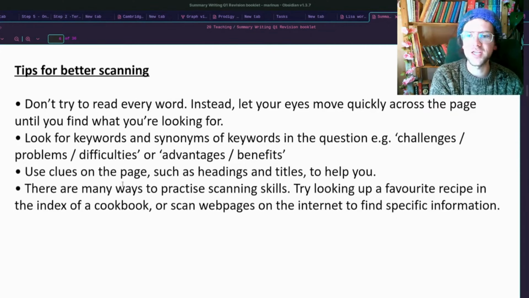Use clues on the page, like headings and titles, to help you. There are many ways to practice scanning skills. Try looking up a favorite recipe in the index of a cookbook, or scan web pages on the internet to find specific information.